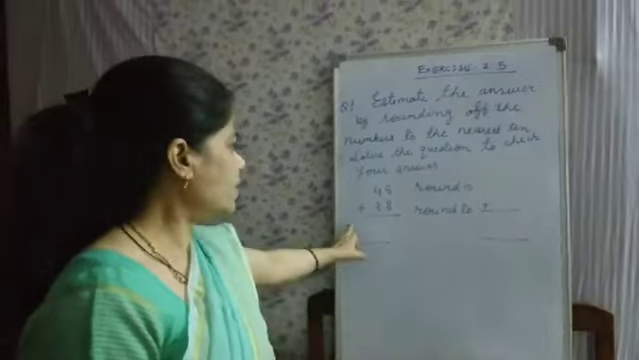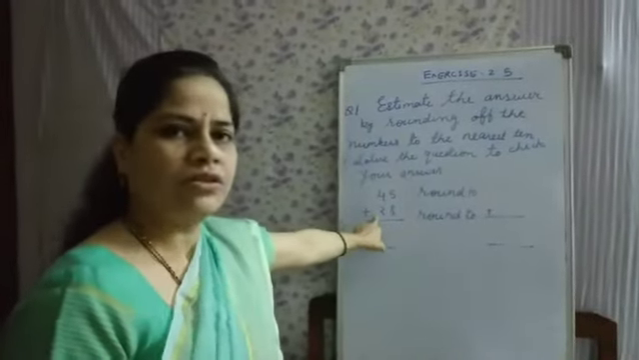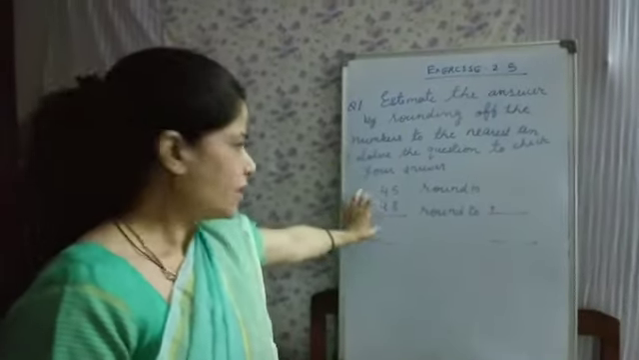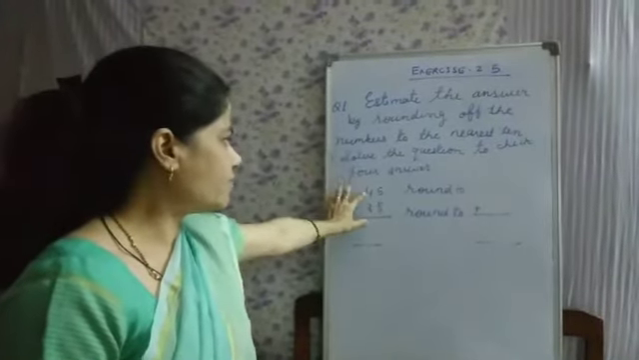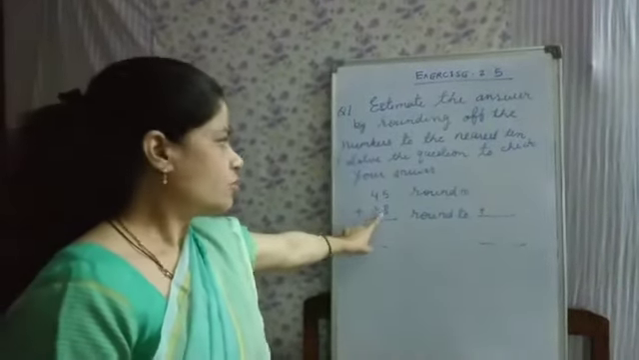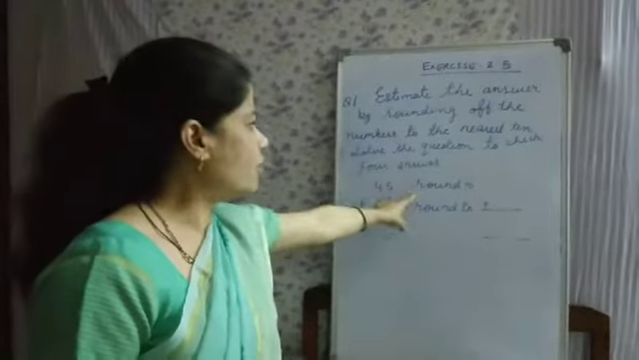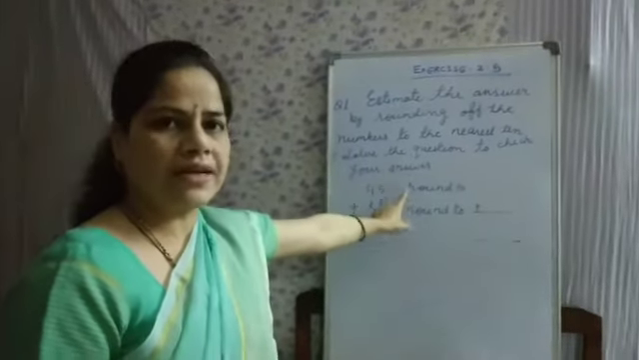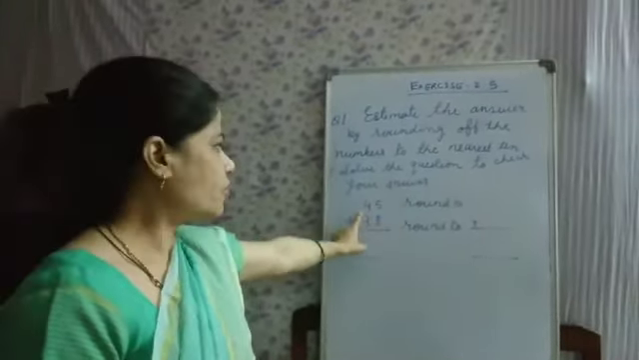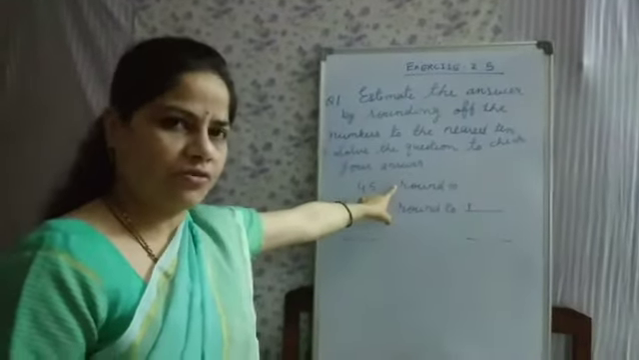Okay, so the first one is 45 plus 28. This is the question. You have to add 45 and 28. So first, you have to round off 45 to the nearest 10.